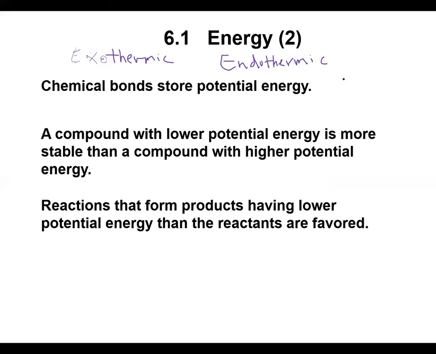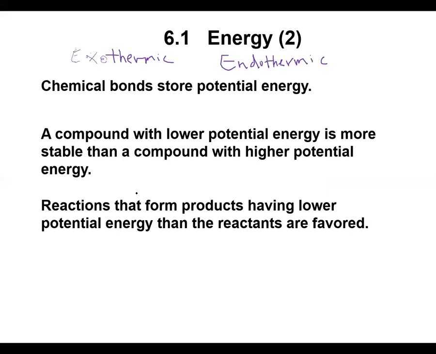So the whole point, as compounds are being formed, is that compounds that have a lower potential energy are more stable than things with higher potential energy. And that's the basis of all energy: things are always more stable and more happy in a lower state of energy.